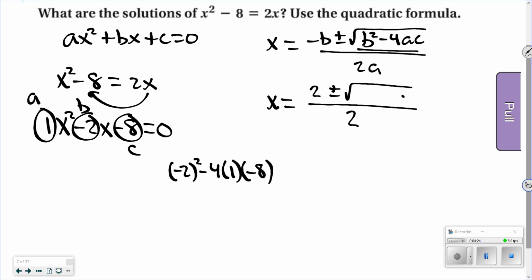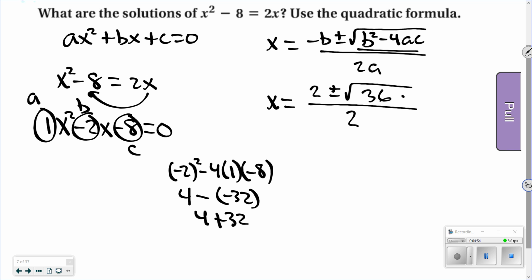So you got to be really careful with signs here and the order we do things in. Always start by squaring the b. When you square the b, it's going to be a positive. Negative 2 squared is a positive 4, minus 4 times 1 is 4. 4 times a negative 8 is a negative 32. Well, minus a negative changes to plus. So I end up with 4 plus 32, which is 36. But you can see with all those negatives in there, it's easy to make a mistake.